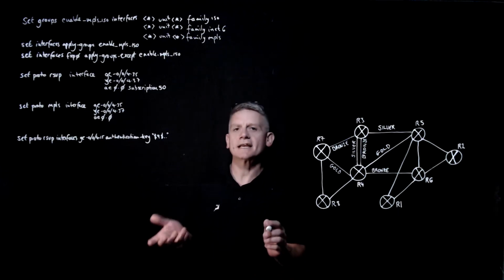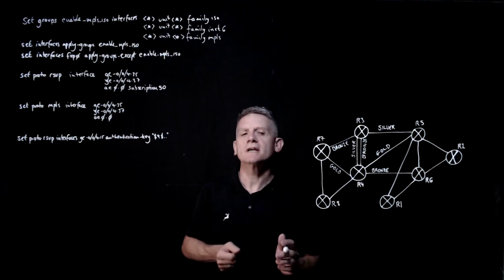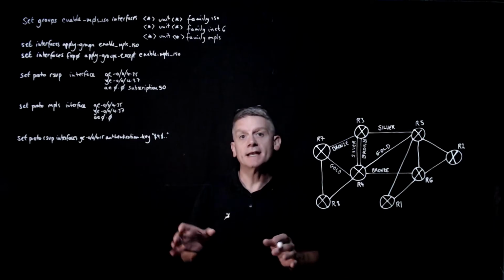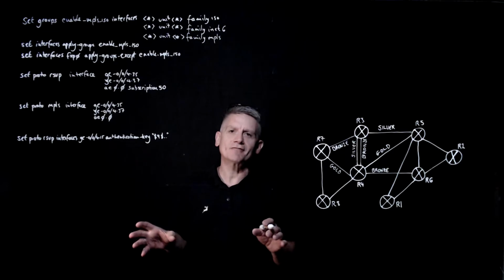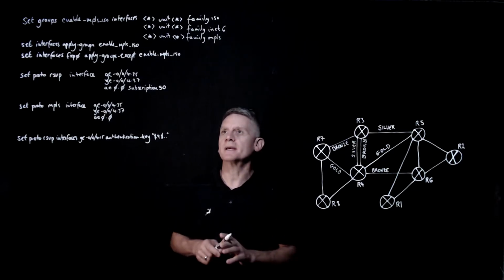Okay, so this is the second of our Superlab examples, and we're going to be looking at MPLS again and RSVP. Now, before we can start configuring label switch paths on the RSVP, you have to make sure that MPLS is turned on.